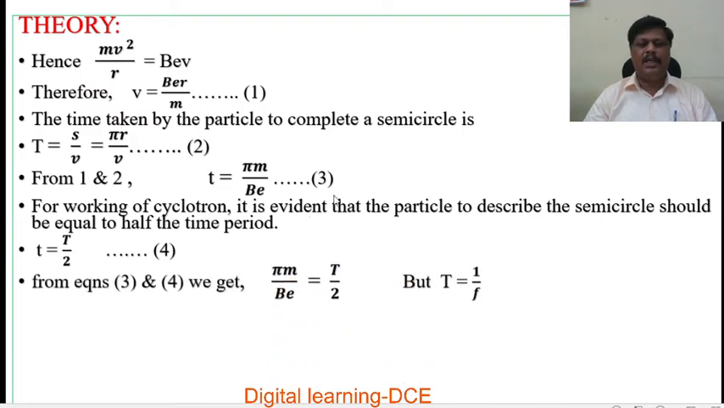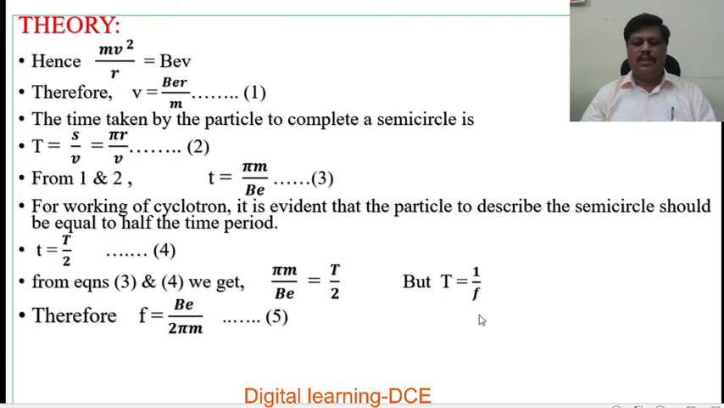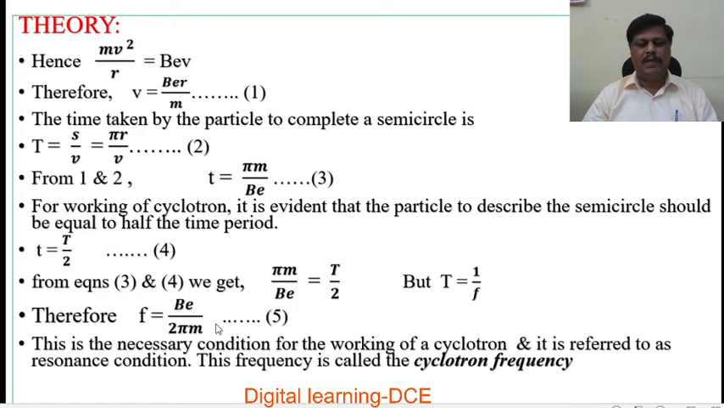Again, from equations 3 and 4, substituting for time taken equal to T by 2, we get pi m by Be is equal to T by 2. But time period is equal to the reciprocal of the frequency, so T is equal to 1 by F. So this is 1 by 2F. Equating for frequency, we get F is equal to Be by 2 pi m. Call this equation 5.